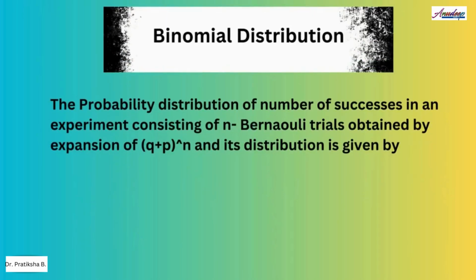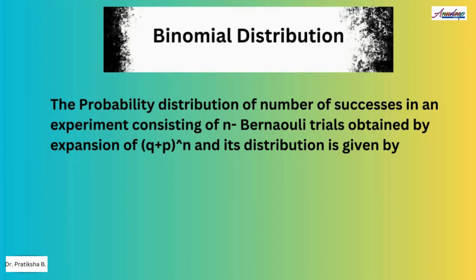The probability distribution of the number of successes in an experiment consisting of n Bernoulli trials, obtained by the expansion of (q + p) raised to n, is called the binomial distribution. In simple language, there will be a population where you are given the number of successes and failures. So the population is divided into two parts, giving you the probability of success and the probability of failure.